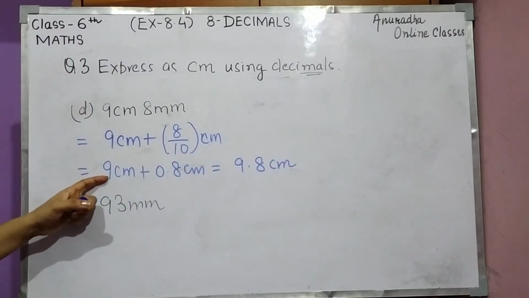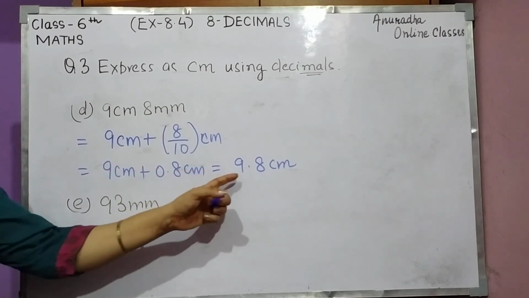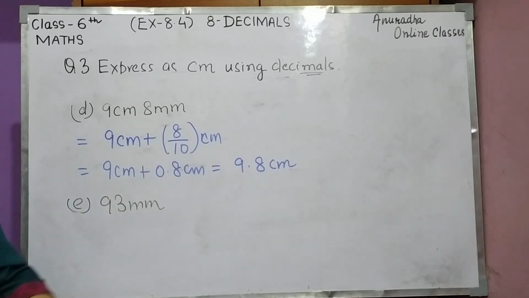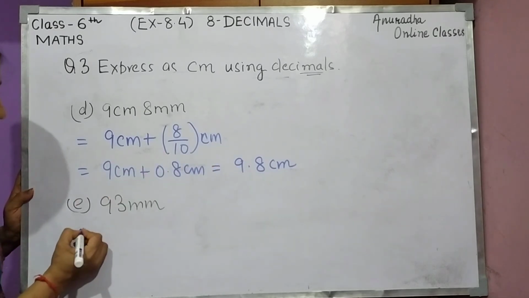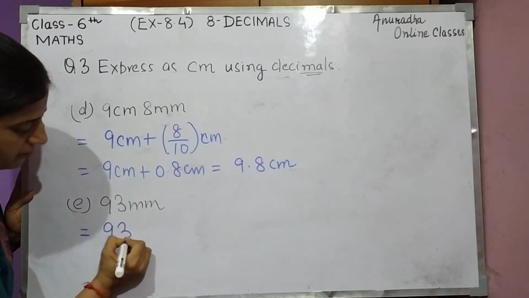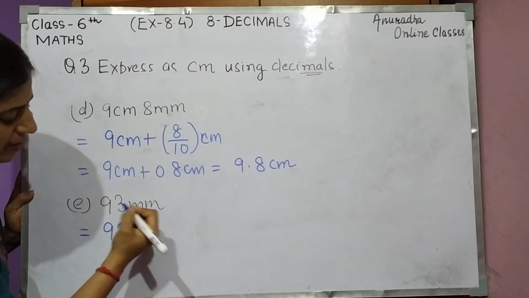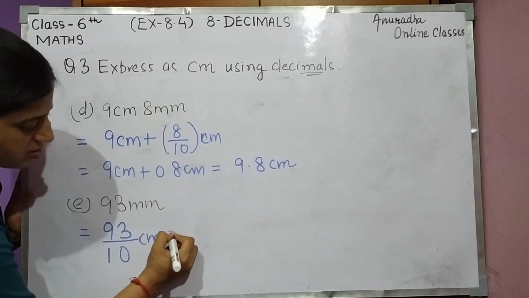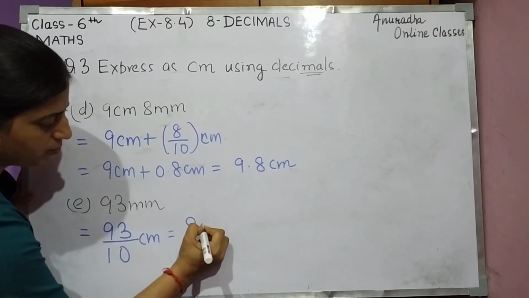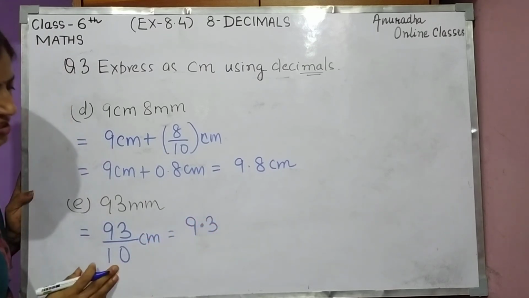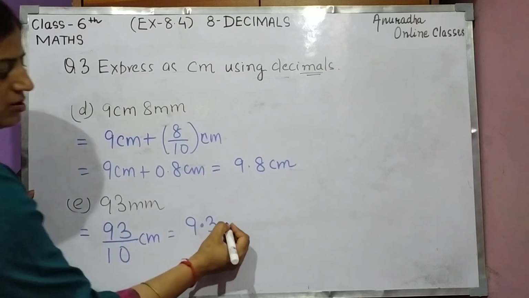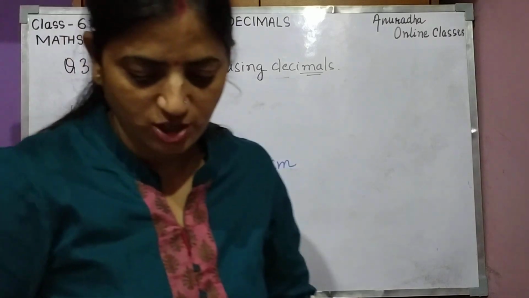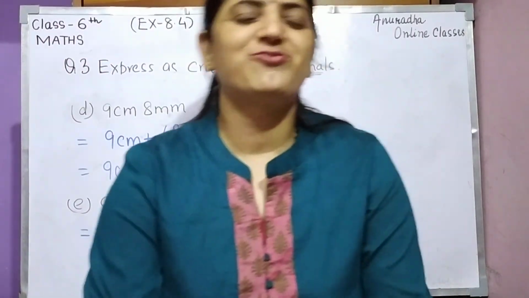Okay, 9 is the whole number, so 9 decimal के पहले आएगा and decimal part is pointed, just put it afterward. This is 93 millimeter है, millimeter to centimeter change कर देंगे, divided by 10 आ जाएगा. This is equal to 9.3. Why? Because 10th. So in this way children we have completed question number 3, question number 4 and 5.